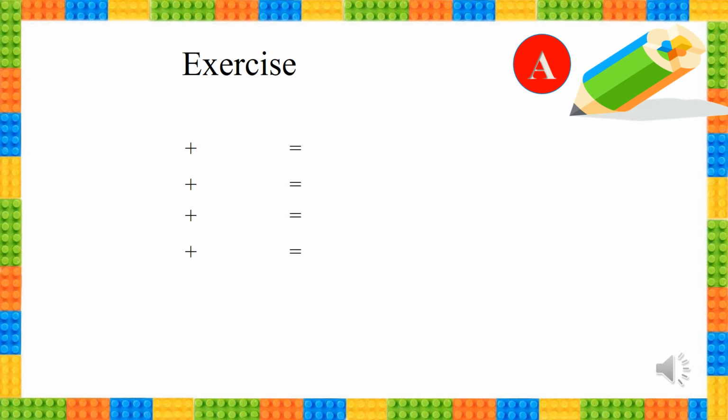So children, let's do some exercises from the book. I will do the first 4 words with you all, and you can do the other 5 words on your own. So let's see the first one. The root word is quiet, and we add ly, then it becomes quietly.